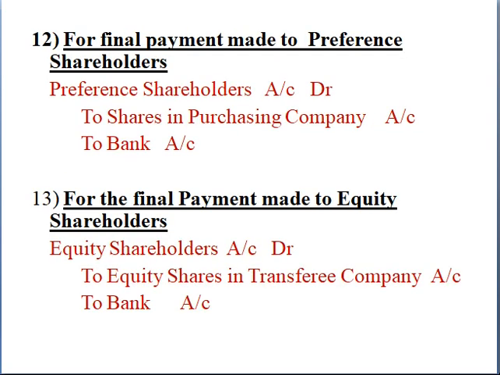And two more entries for the final payment made to preference shareholders. So when the preference shareholders are paid, the entry is preference shareholders account debit to shares in purchasing company. See, for the preference shareholders, sometimes they may get certain shares in the new company, that is in the purchasing company. So enter that in your credit, or else they may be paid with an amount. So the entry is preference shareholders account debit to shares in purchasing company account, to bank account.